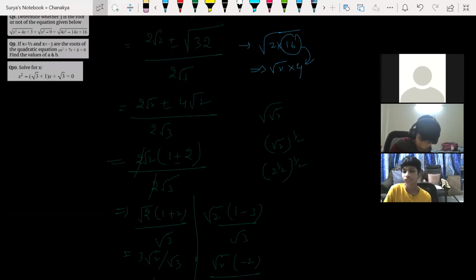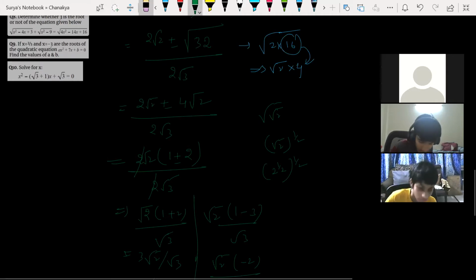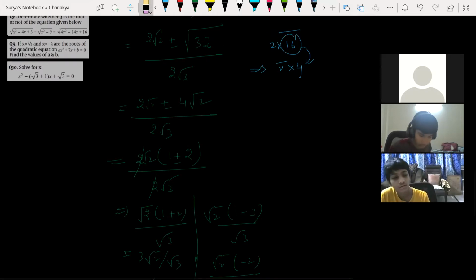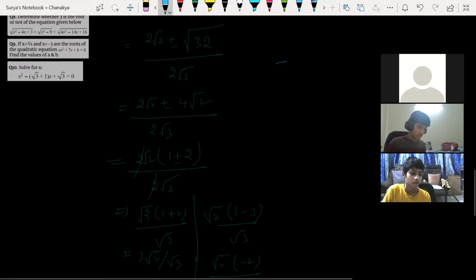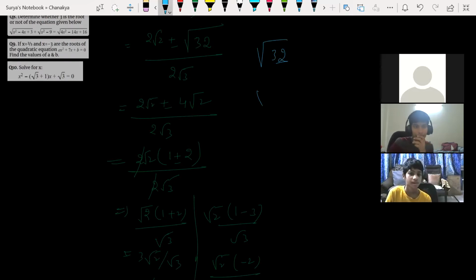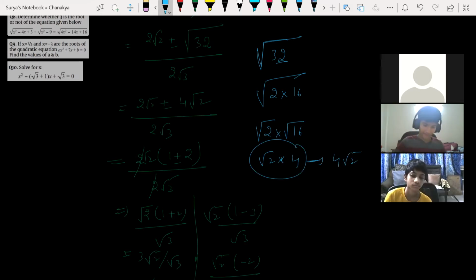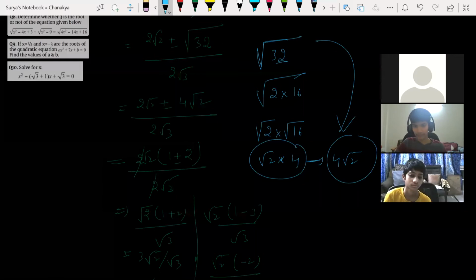Yes, sir. Sir, if we have root 2 to the power 1 by 2, as we discussed earlier... No, that is not correct. By mistake we wrote that. See here, look at this, root 32, right? Root 32 can be written as root of 2 into 16. This root I'm writing as it is. Inside of 32, I'm writing 2 into 16. So root 2 into root 16, and root 16 can be written as 4. So root 32 can be written as 4 root 2.